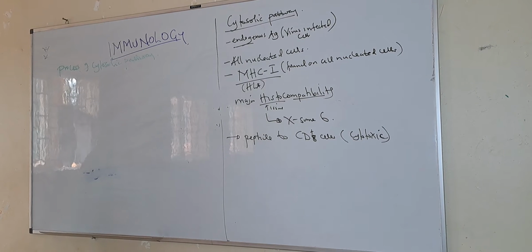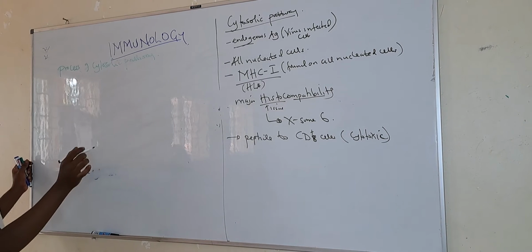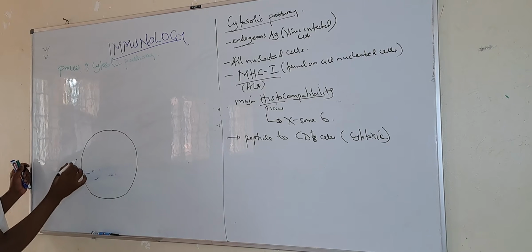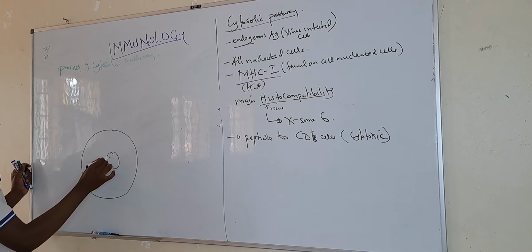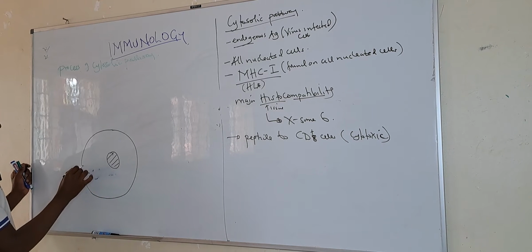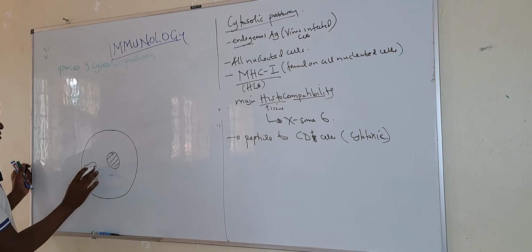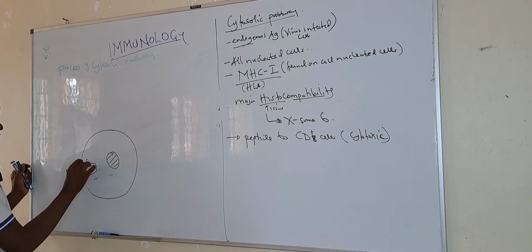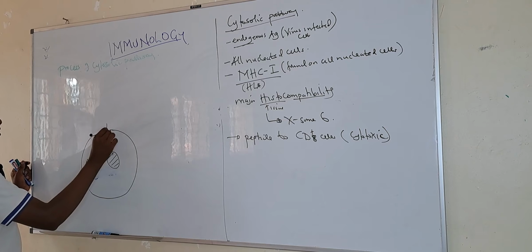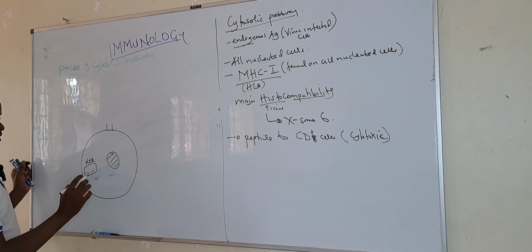This cytosolic pathway, I want to draw a nucleated cell. So if I have a nucleated cell like this, it has a nucleus. This is its nucleus. Of course, this cell will have rough endoplasmic reticulum. I can just present this one as rough endoplasmic reticulum. And this cell is going to have our major histocompatibility complex, as we shall see.